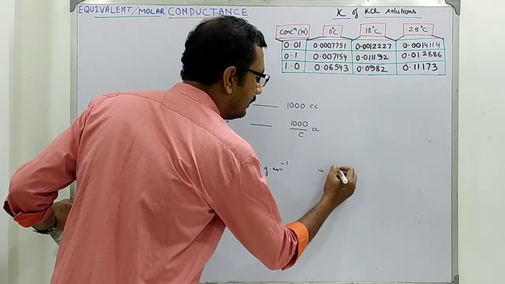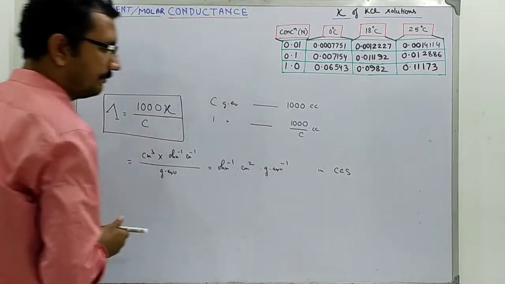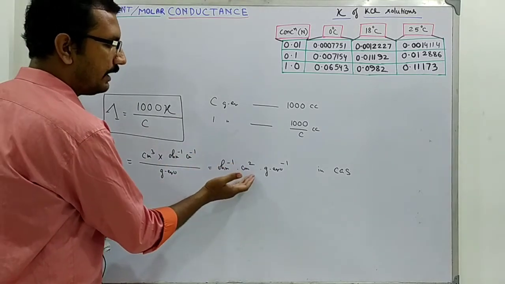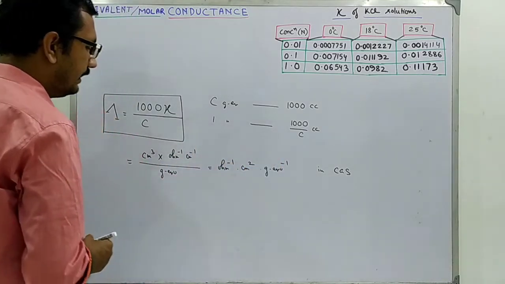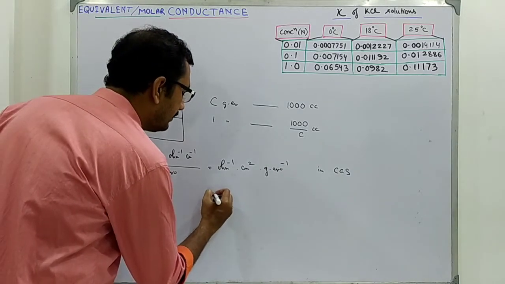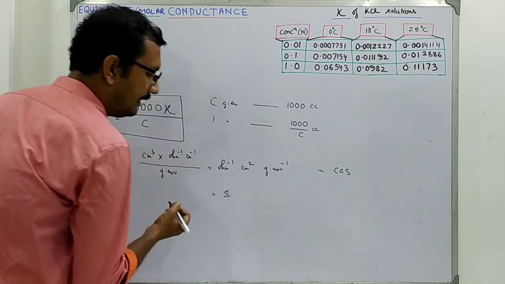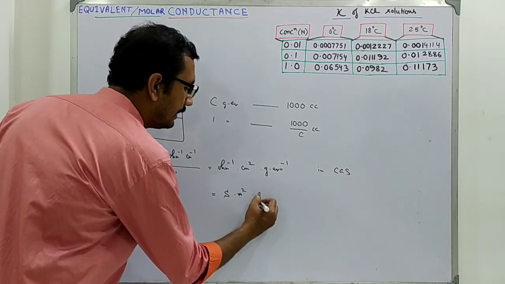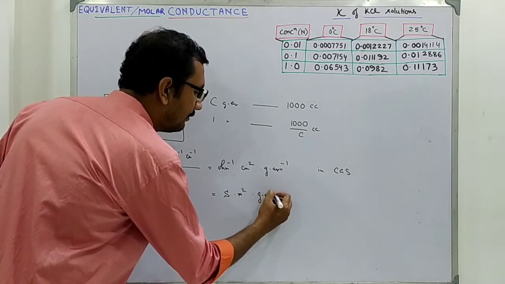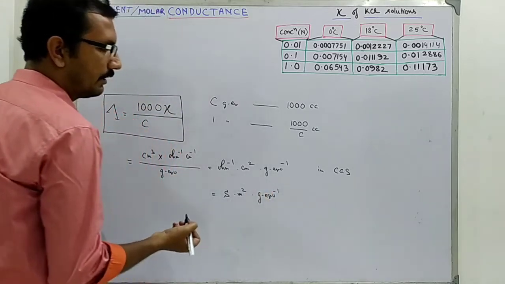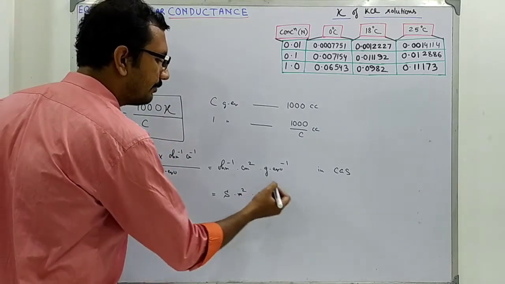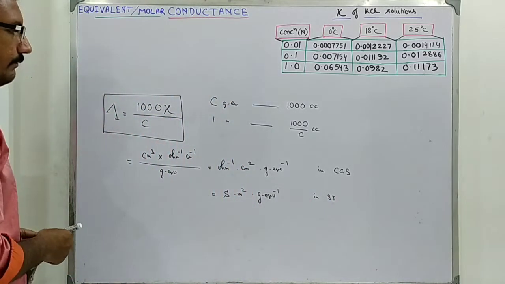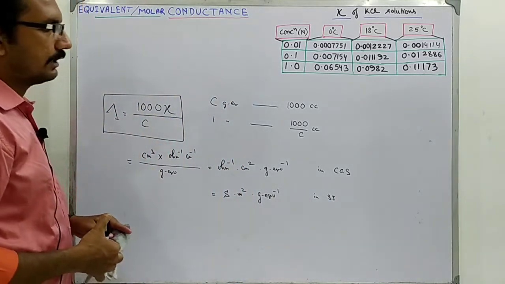This is the unit in the CGS system. So, it is ohm inverse or mho centimeter square per gram equivalent, and in SI unit it will be Siemens meter square, and gram equivalent inverse. So, it is Siemens meter square per gram equivalent in SI. So, that is the equivalent conductance.